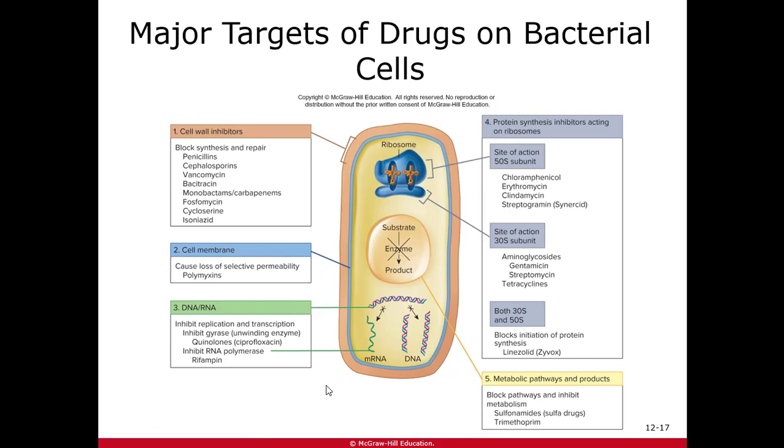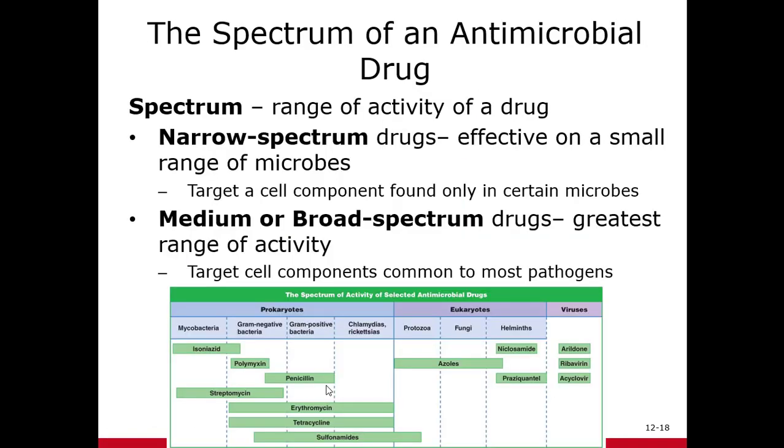Now again, a narrow spectrum drug means it's effective only against a small range of microbes. As an example, polymyxin only works against some gram-negative bacteria. It's not going to be effective against any gram-positive bacteria, any of these unusual bacteria. It's not going to work against any eukaryotic cell. It's very specific. It only works against a small range of microbes.